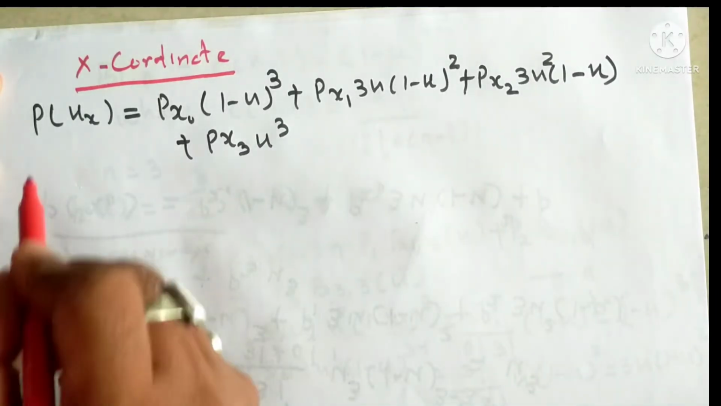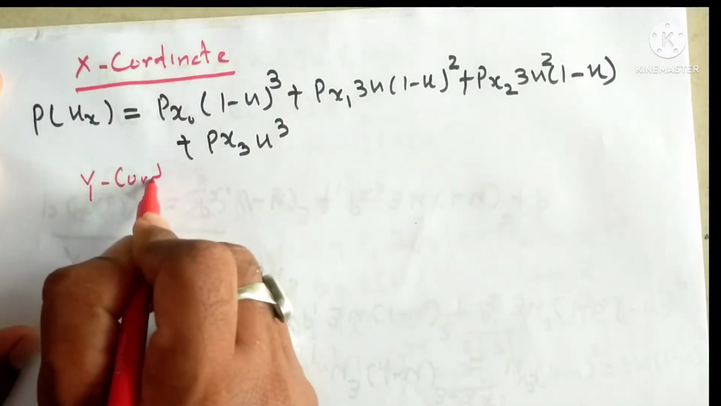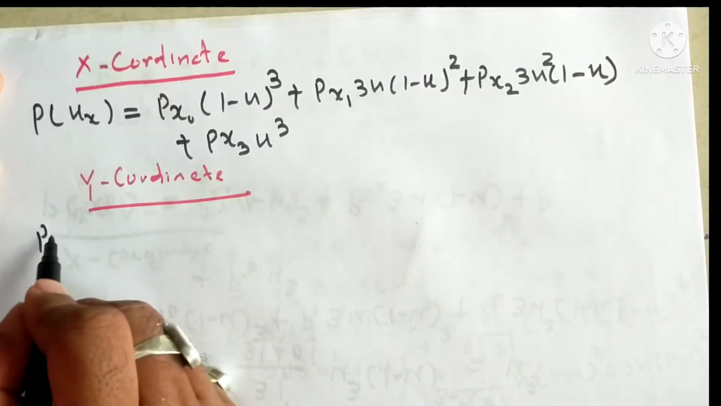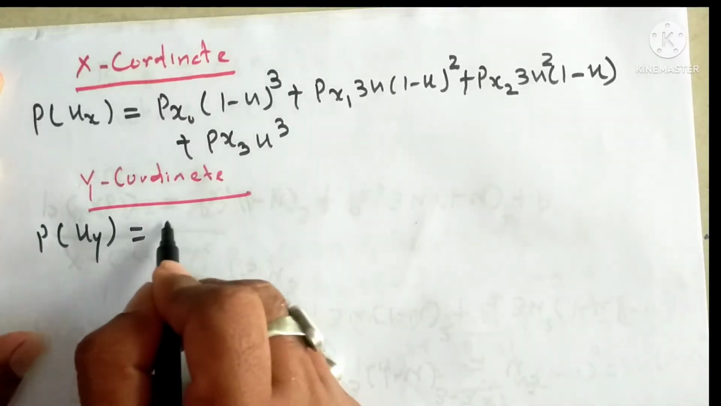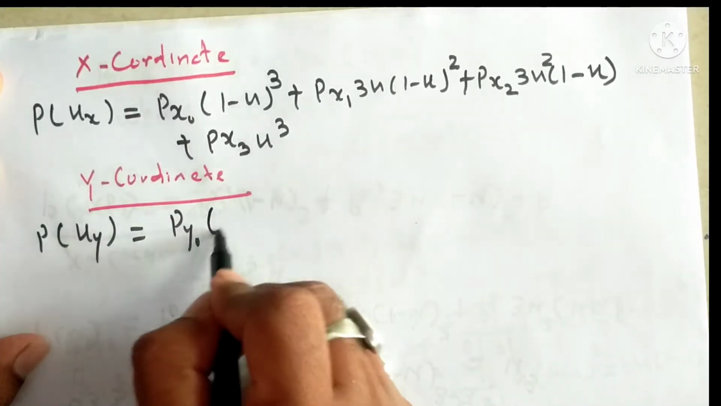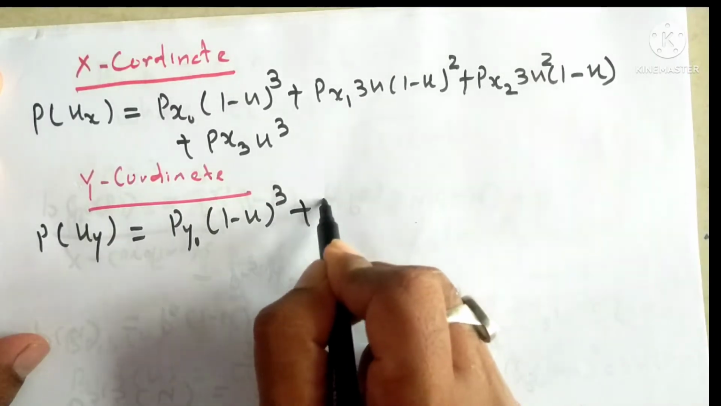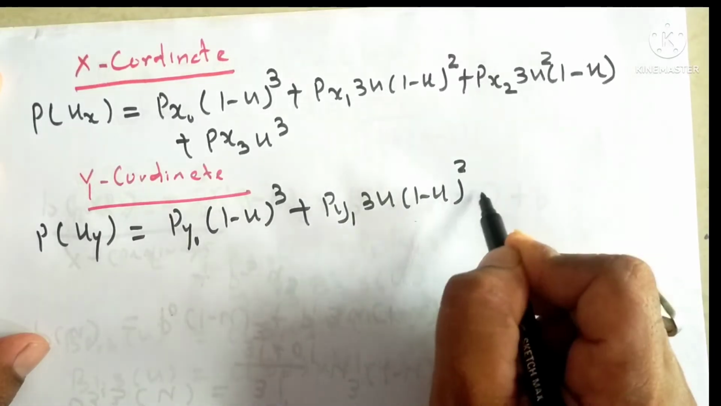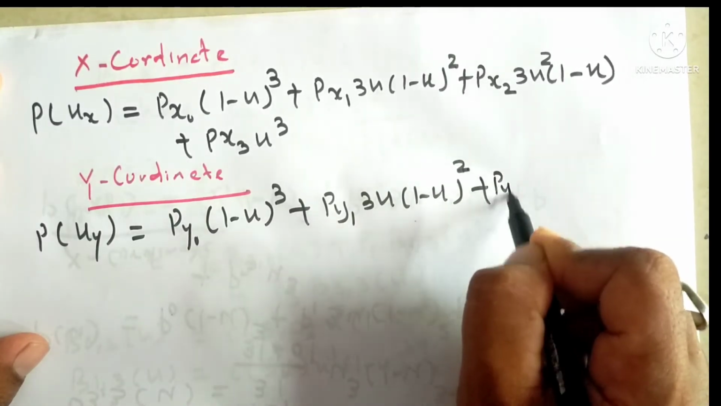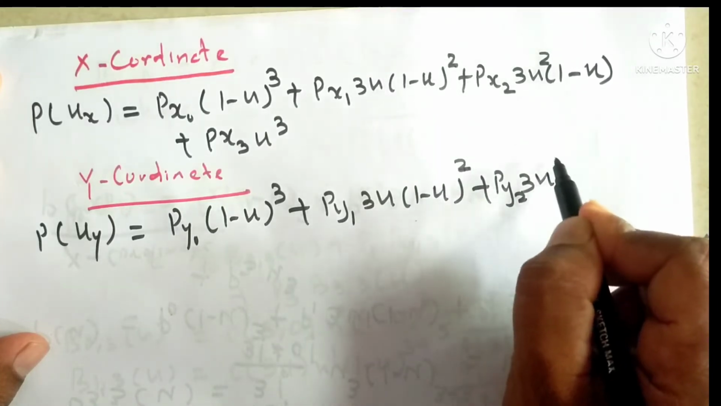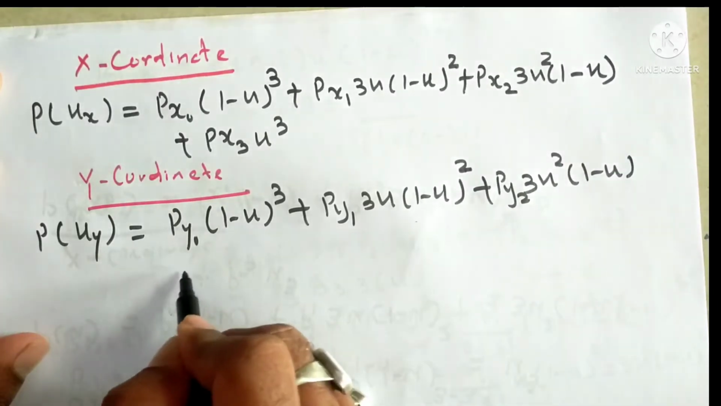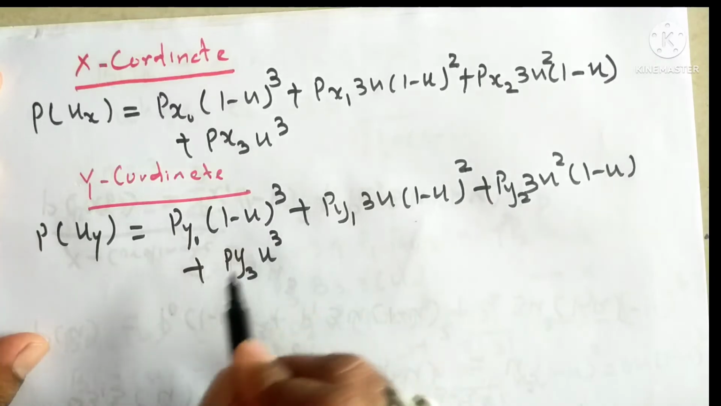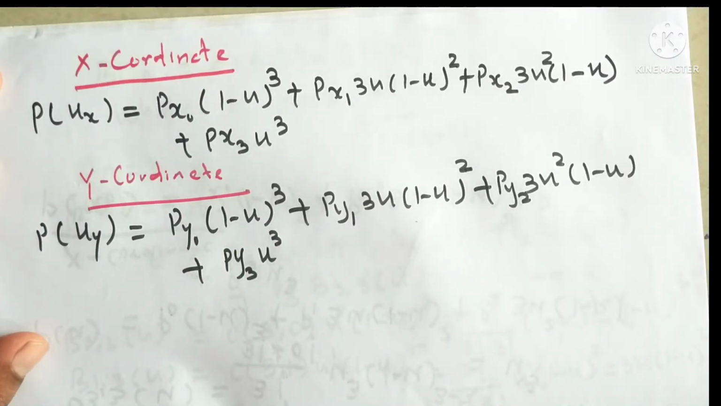Similarly, I can represent the y coordinate by using the derived equation. So P of u y, I can write here Py0 into 1 minus u to the power 3, plus Py1 into 3u into 1 minus u whole to the power 2, plus Py2 into 3u square into 1 minus u, plus Py3 into u to the power 3. So this is the way we have represented the position vector for the y coordinate.